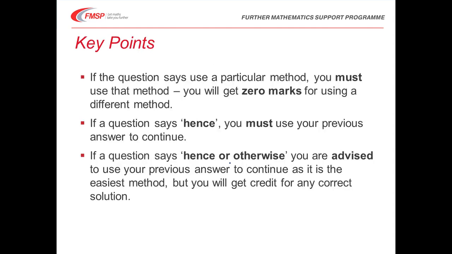Some really important points. This applies to other topics but is particularly relevant to this one. If the question says use a particular method, you will not get any marks at all if you use a different method. A little more subtle, if a question says hence, then you must use your previous answer to continue. If you try and do it by a different method, again, you won't get any marks at all. And more subtle still, if a question says hence or otherwise, then you can use any method you like to continue. But there's a really big hint there that the work that you have already done will make everything much easier.